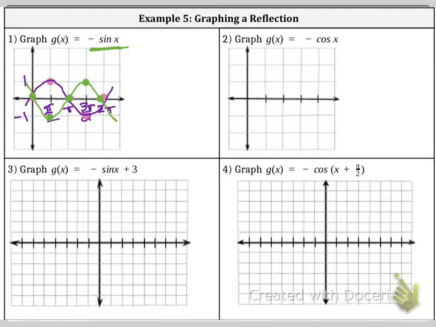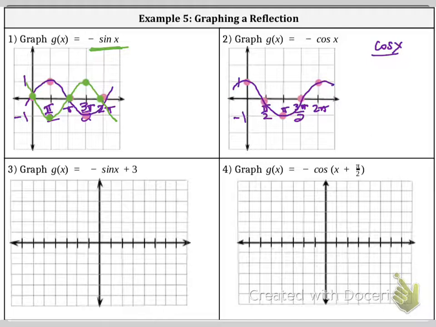For cosine, just taking a look at the parent function, let's label everything first. This is 2 pi, pi over 2, 3 pi over 2, 1, and negative 1. For cosine, we start at the amplitude of 1, pi over 2, pi, 3 pi over 2, and 2 pi. So here is our graph of cosine of x. That's just cosine of x. And then in green, we'll do the negative cosine of x.